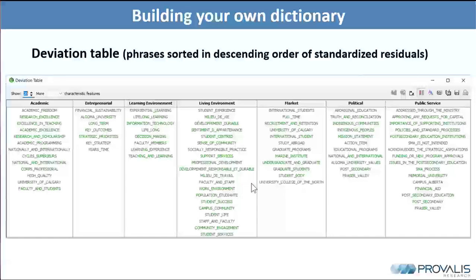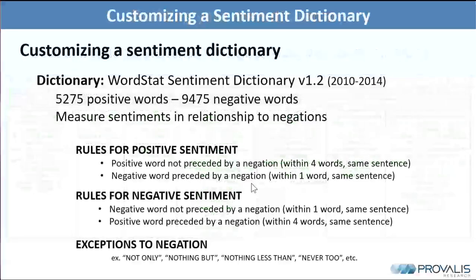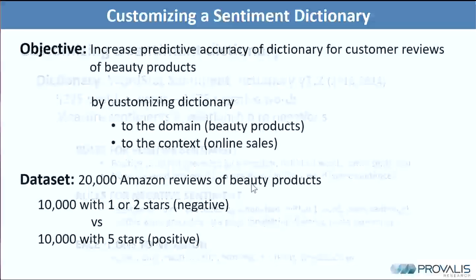Now, the third example that I would like to share with you is how we use an external dataset to customize an existing dictionary. Sentiment analysis is very popular, and while there are many existing lexicons, dictionaries and tools for sentiment analysis, they are accurate only under the condition that they have been customized to a specific domain. A couple of years ago, we wanted to demonstrate how to customize a general sentiment dictionary to a specific domain and a specific context in order to improve its accuracy.